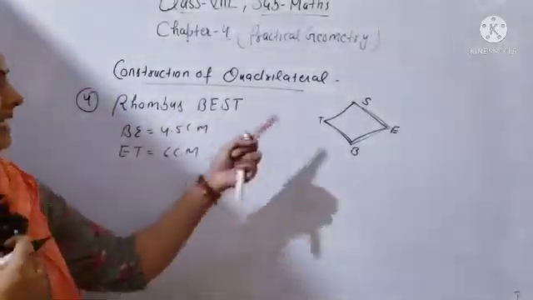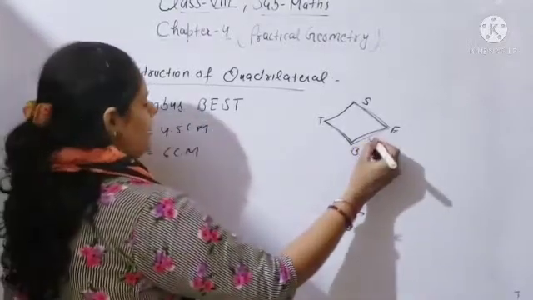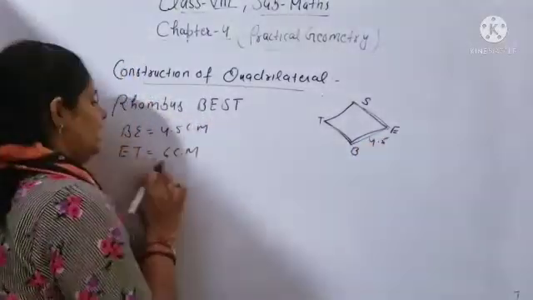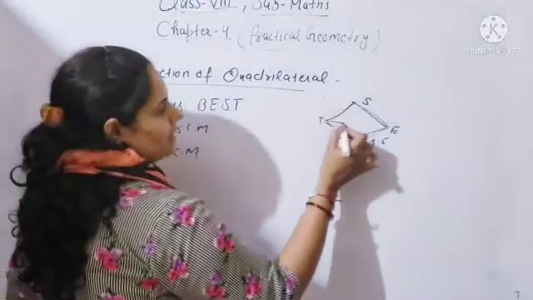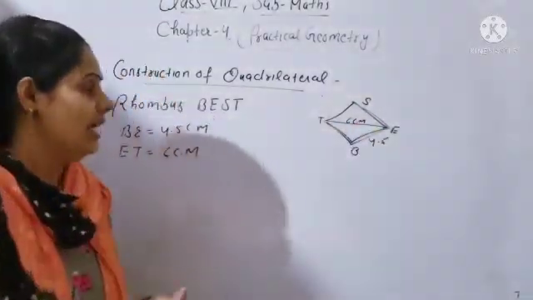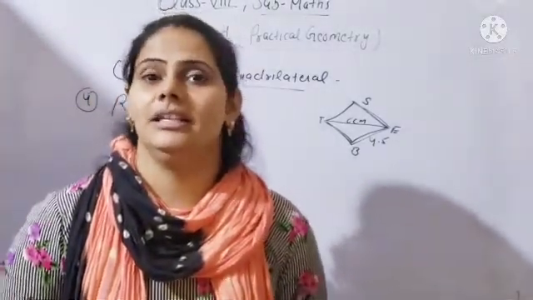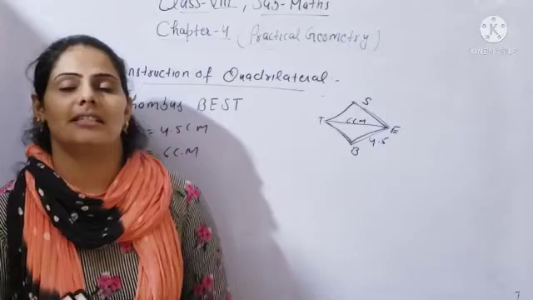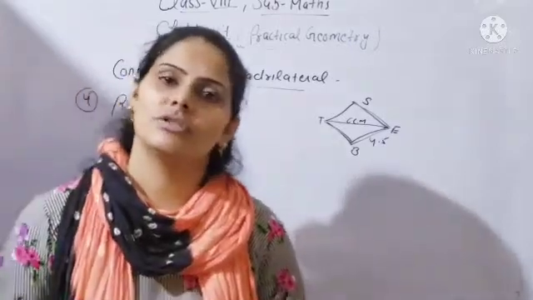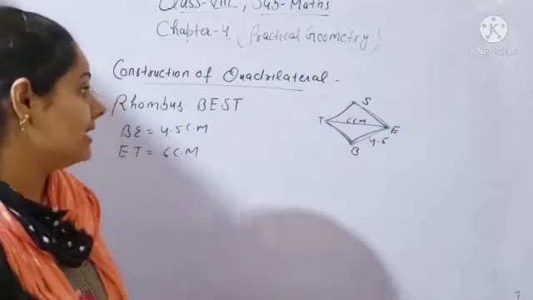Clear? So this is BEST, a rhombus where BE is 4.5. ET is 6. So ET is this one diagonal, 6 centimeter. Now you can see, ma'am, here also one side and one diagonal is given, but in the first exercise 4 sides and one diagonal were given, so simply we could draw the quadrilateral. But here only one side and one diagonal is given.